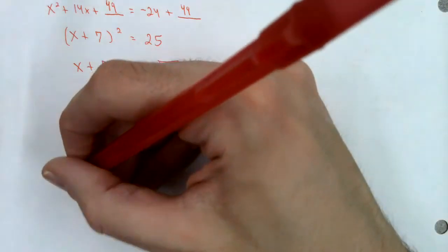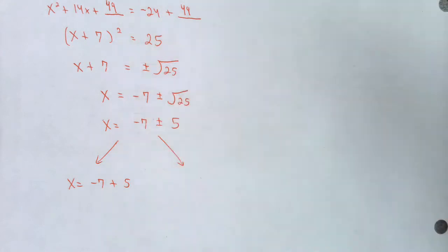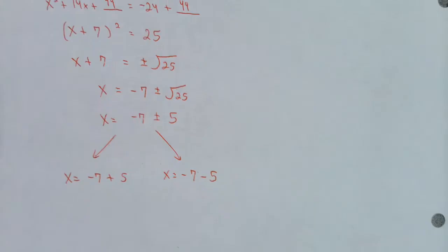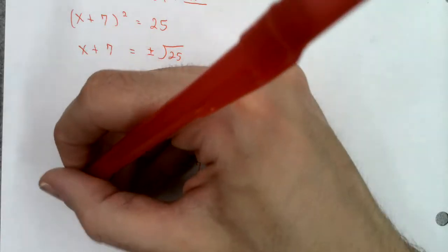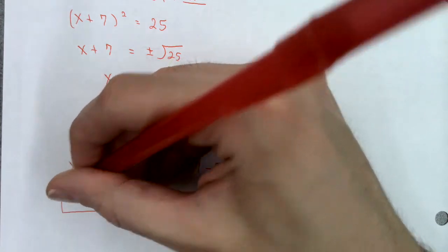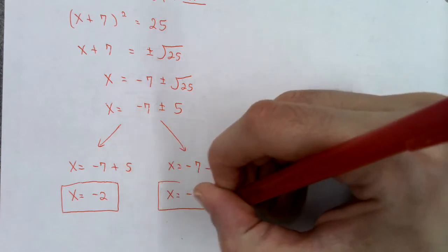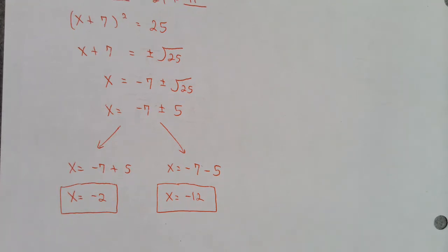So that means I have negative 7 plus 5 and negative 7 minus 5. So this is going to become x equals negative 2. And this other one becomes x equals negative 12. So those are my two answers for that one.